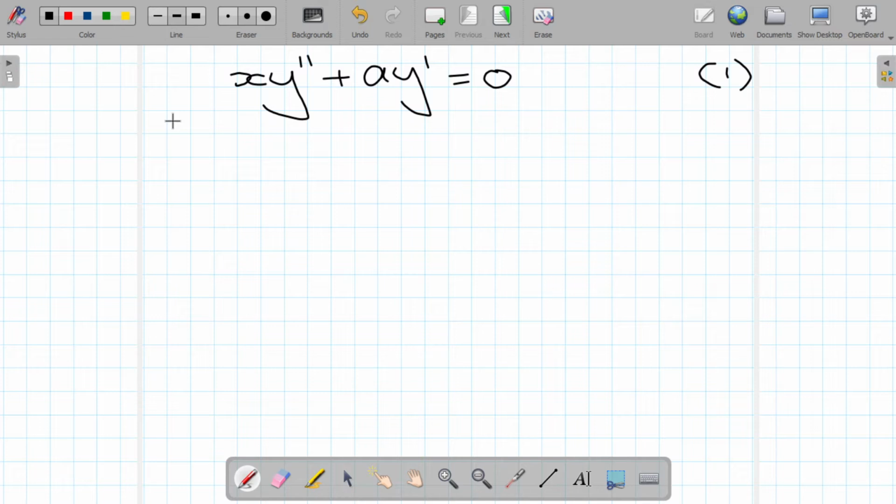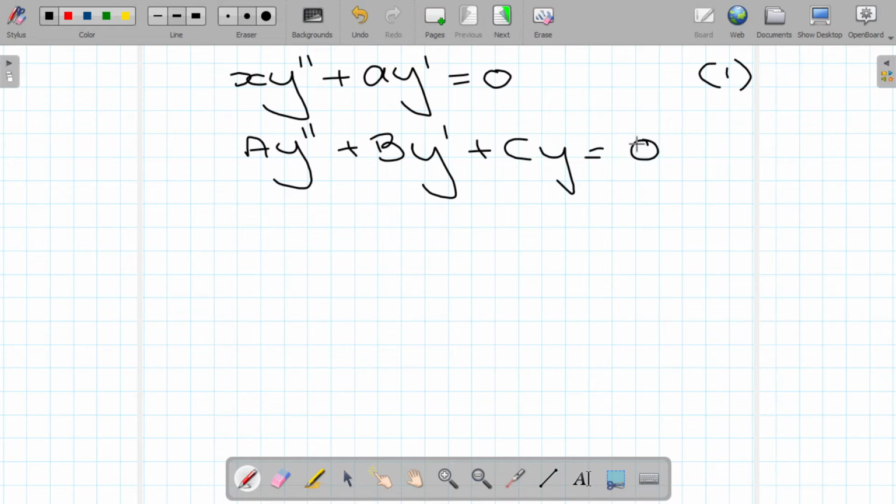You will possibly notice that this equation looks similar to your average high school homogeneous second order differential equation with constant coefficients, that might look something like a y double prime plus b y prime plus c y equals 0. Now, in the case of equation 1, clearly c is equal to 0 and a is equal to x.